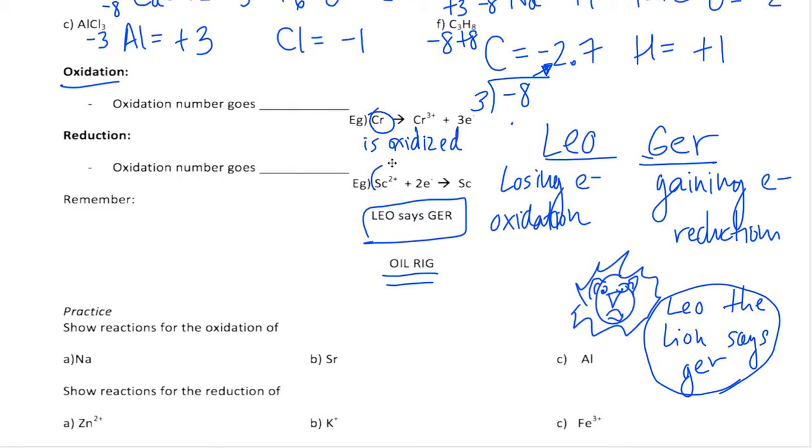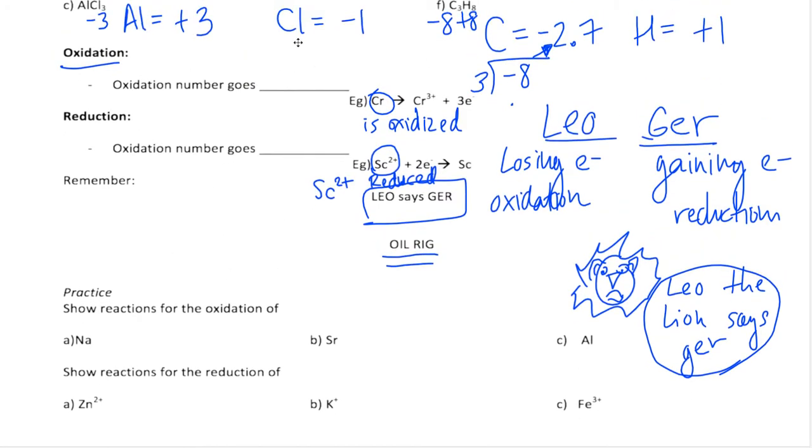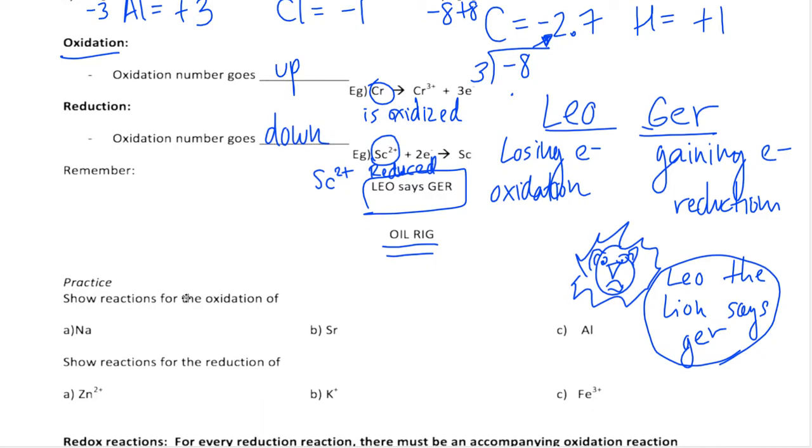This scandium is being reduced. Scandium 2+ is reduced, right, because it's gaining electrons. It gains 2 electrons. All right. So if you are oxidized, your oxidation number goes up. It's increased. And if you're reduced, oxidation number goes down. Okay. So here's some practice.